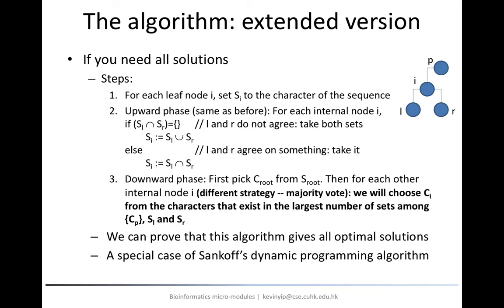This extended algorithm is very similar to the original algorithm, with also an upward phase and a downward phase. The upward phase is identical to the original algorithm. The only difference is in the downward phase, that each non-root internal node performs a majority vote among the actual choice of its parent, the preference set of the left child, and the preference set of the right child.